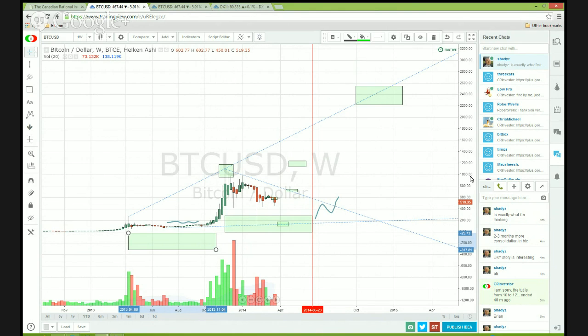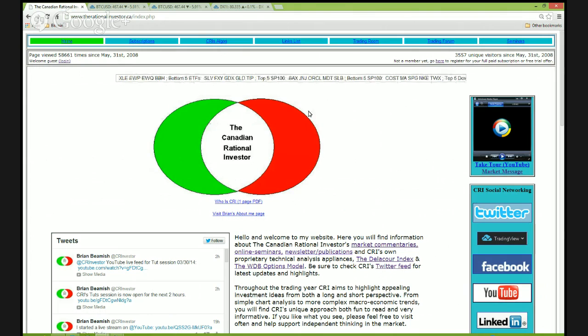Think of our little circles here, right? Fundamentalists on the red camp, technicians on the green camp. Keep in mind that what I'm specifically interested in is capital gains, so we really only want to take a trade when these two line up.